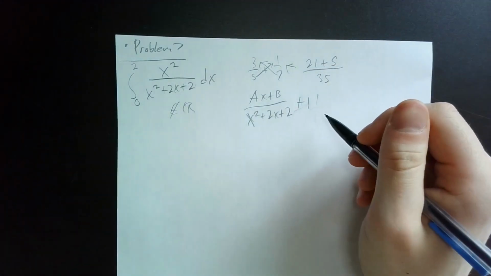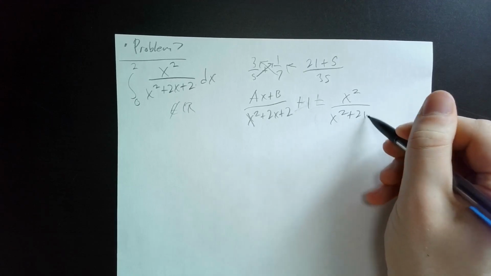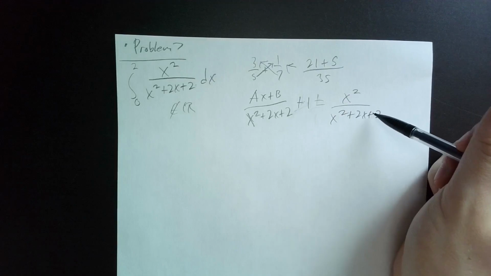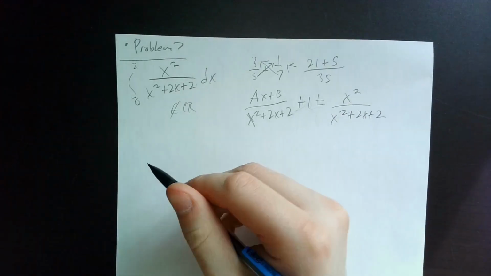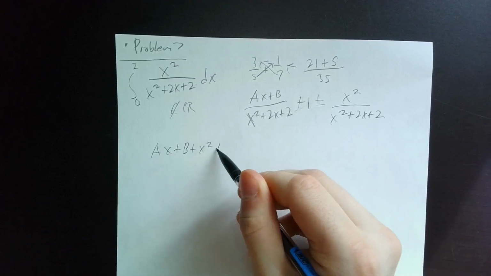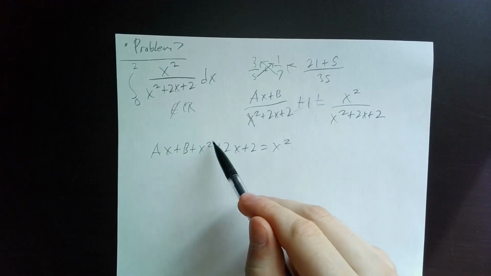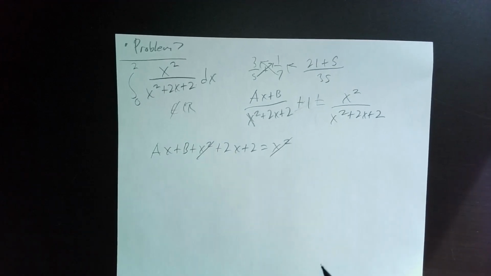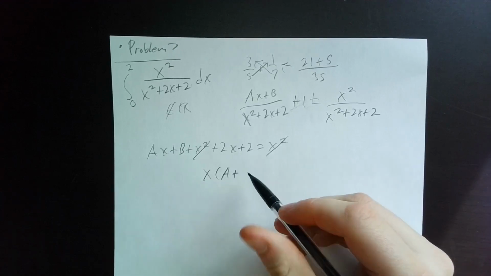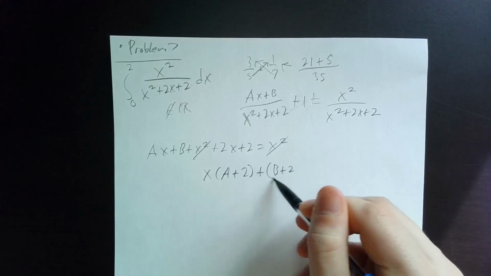So we're going to make this our guess, essentially, and we're saying that's equal to x squared over x squared plus 2x plus 2. We want to solve for a and b, so we're going to multiply both sides by this quadratic down here. We're going to get (ax plus b) plus (x squared plus 2x plus 2) equals x squared. You can see that on both sides our x squareds are canceled. So grouping terms by their power of x, we get this.